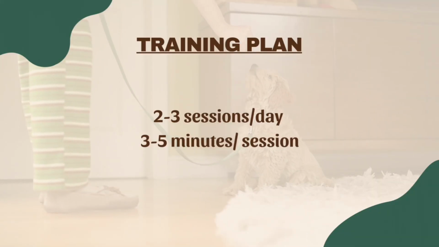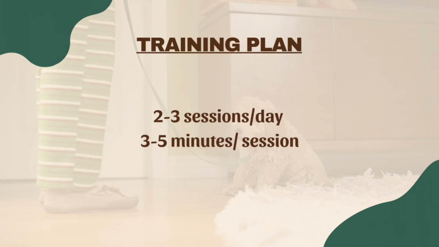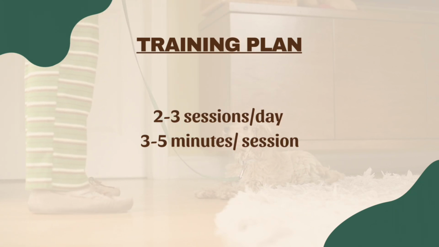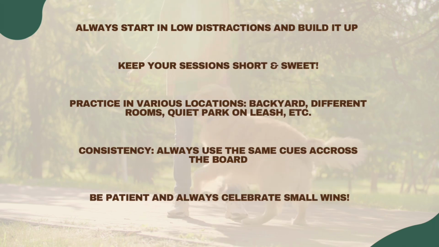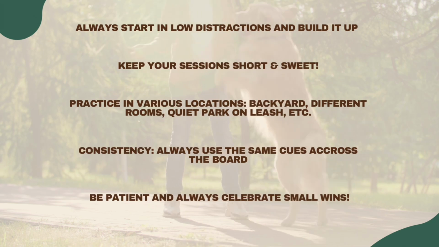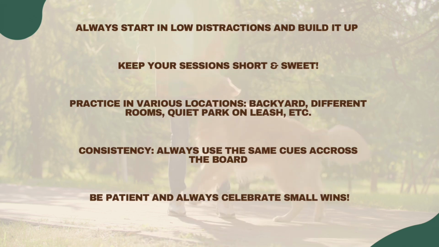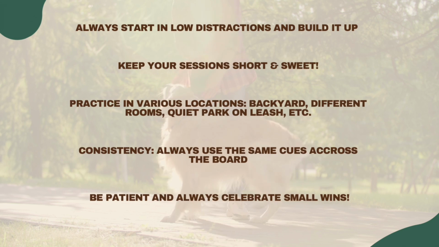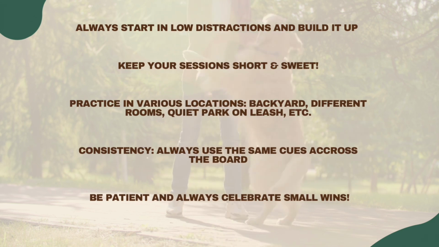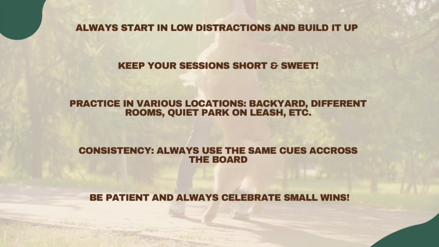A simple training plan to help advance your dog's stay could look like maybe about 2 to 3 sessions a day, maybe 3 to 5 minutes per session. You do not need to overdo it. And some tips to wrap up is just to remember to always start in a low distraction and build it up. Keep your sessions really short and sweet. Make sure that you practice in various locations like your backyard, in different rooms, quiet parks. Stay consistent and always use the same cues across the board. And just remember to be really patient and always celebrate small wins.